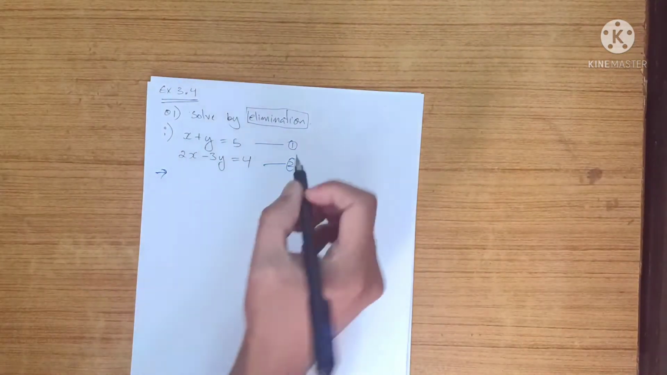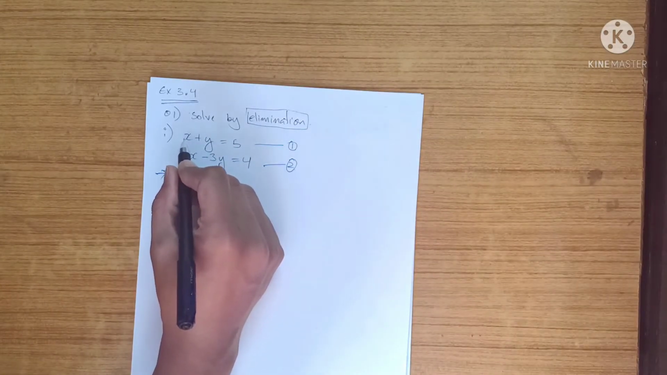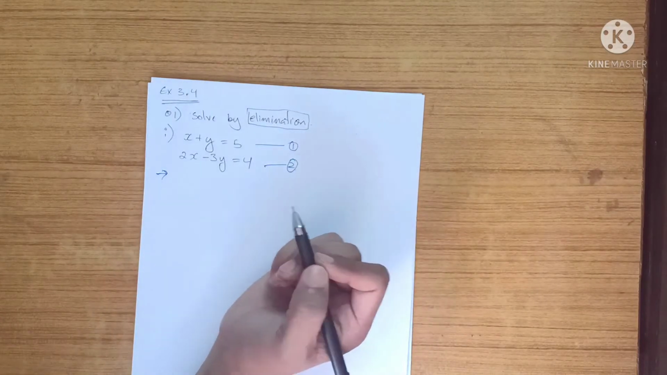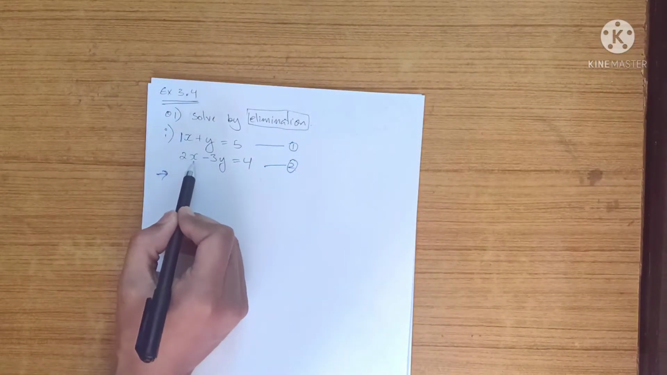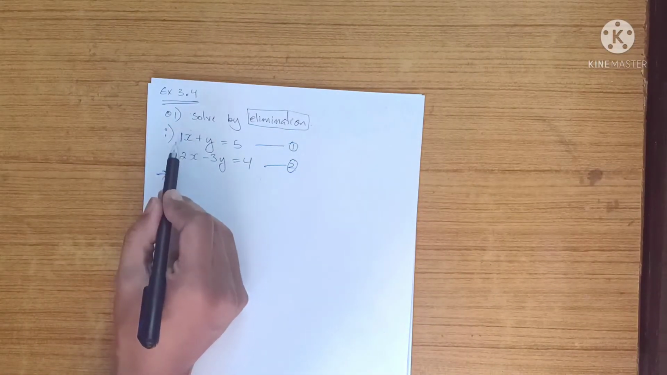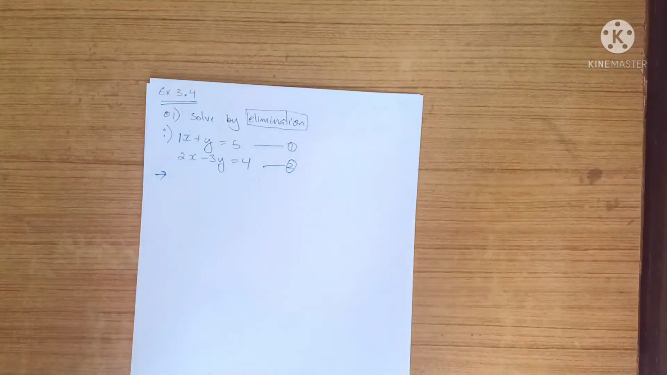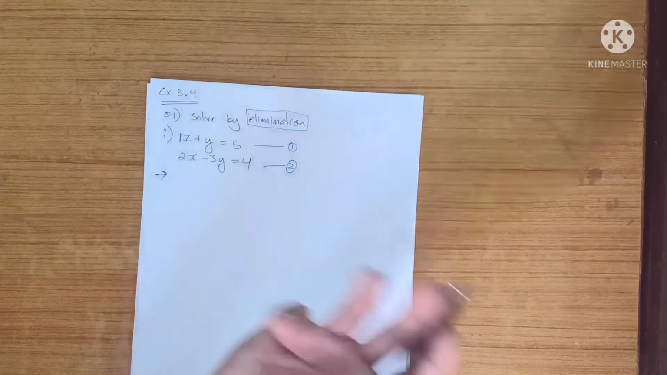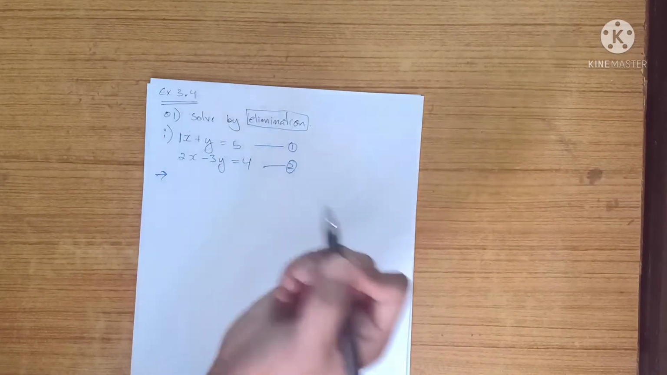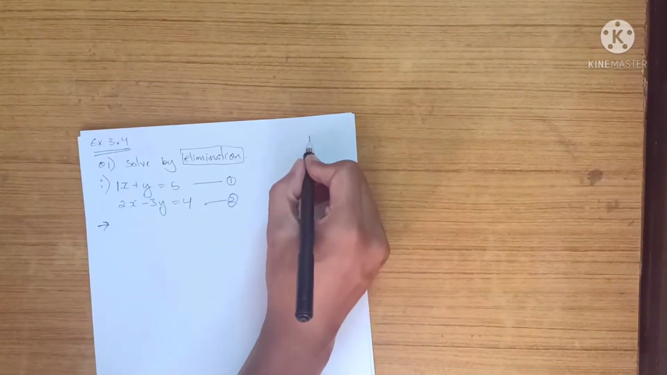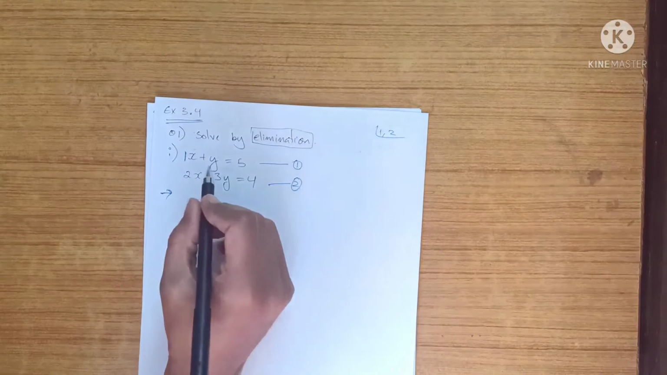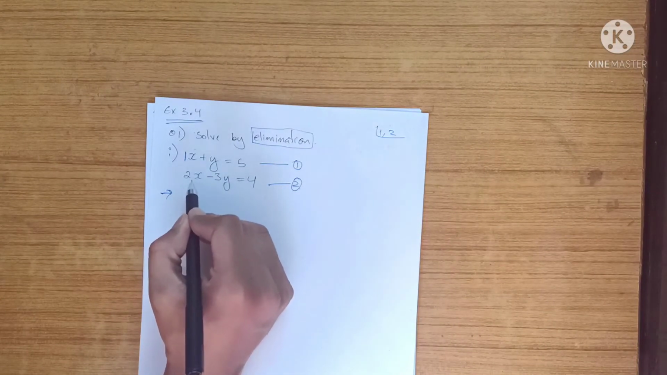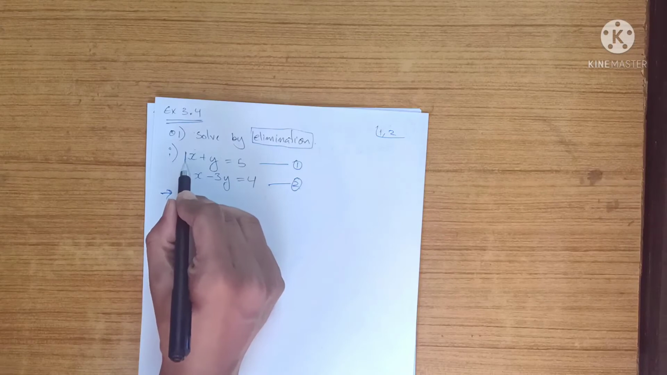Since our job is to make the x's value equal, we know that this x has no coefficient, so we can say it's 1. So this is 1x, this is 2x. I need to make both of them the same. So I'm going to calculate the LCM in my head. LCM of 1 and 2 is obviously 2. So our goal is to make this also 2, this also 2. But this is already 2, and this is 1, so I need to make this 2.